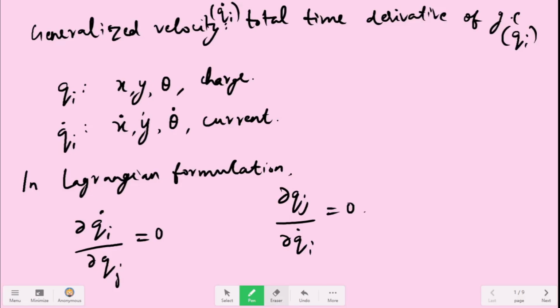Now let us define Lagrangian. Lagrangian is a suitable function of generalized coordinate, generalized velocity, and it can be a function of time as well. Now what do we mean by suitable function? By suitable function we mean that if we place this function in Euler Lagrange equation of motion, then we should get the correct equation of motion. It should describe the dynamics of the system correctly. Then it is a suitable function.